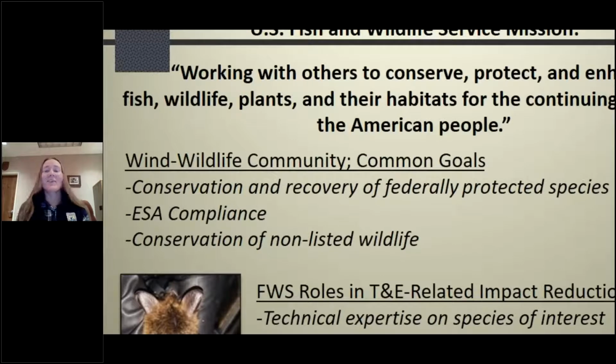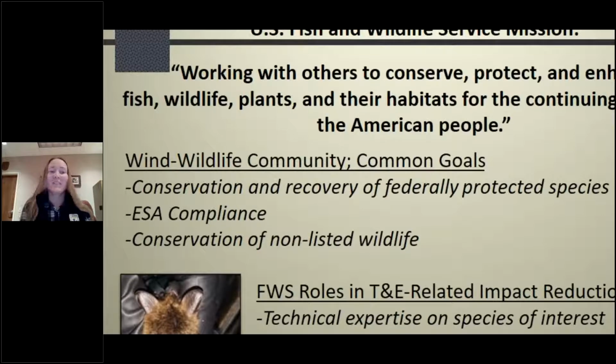So to that end, I wanted to share with you the Fish and Wildlife Service's mission, which is working with others to conserve, protect, and enhance fish, wildlife, and plants and their habitats for the continuing benefit of the American people. And I wanted to emphasize that working with others portion. I strongly believe that the Fish and Wildlife Service has the same common goals as the wind and wildlife community in general.